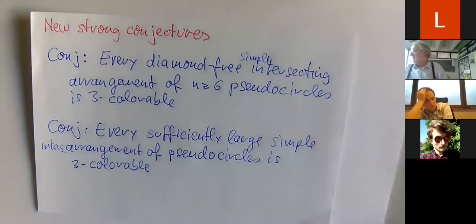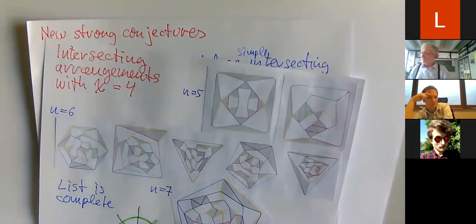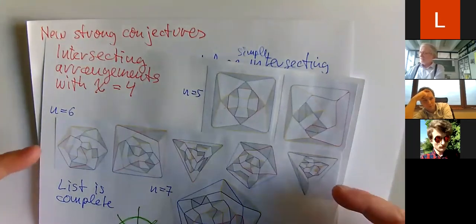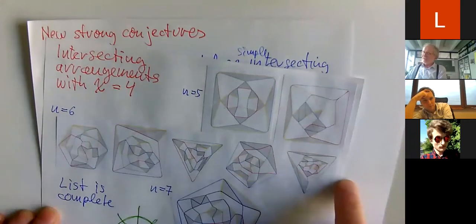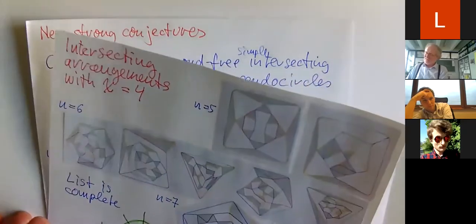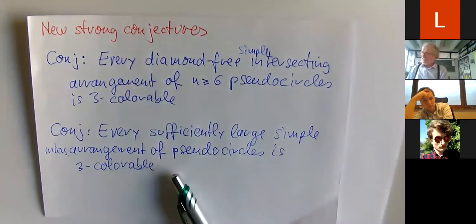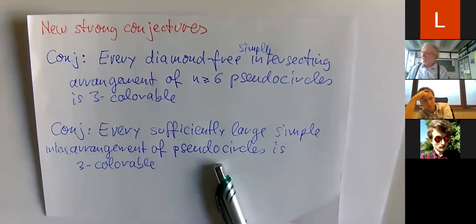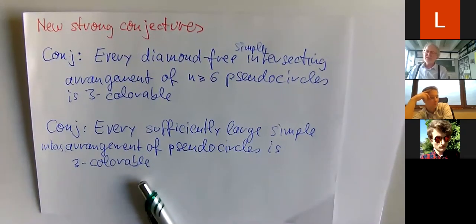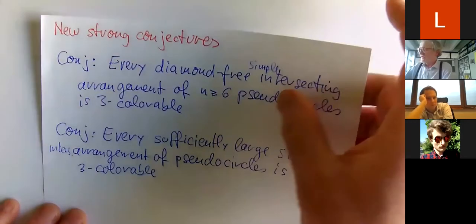So all the examples have diamonds. And even though there are many more examples with n equals seven, there's only one. So maybe with n equals eight, there is no example. And another one: every sufficiently large simple intersecting arrangement of pseudocircles is three colorable. So sufficiently large, when you go to higher numbers, you may not even need the assumption that it's diamond free.